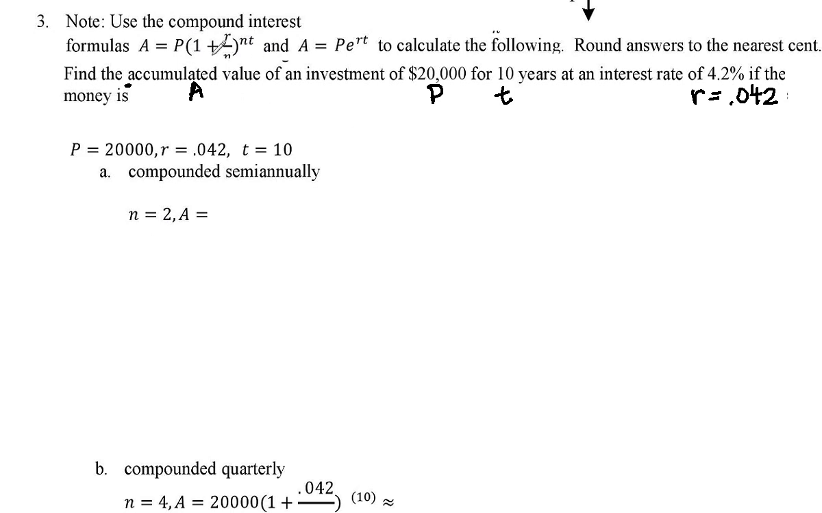So now we've got to plug into this formula. So this is going to be our P, which is 20,000. And then that gets multiplied by 1 plus, and then it's R over N to the NT. So our R is 0.042. We're dividing by 2, because there's two semi-annual periods in a year. And then to the 2 times T, and T is 10 years. So 2 half-year periods per year times 10 years is 20 half-year periods.